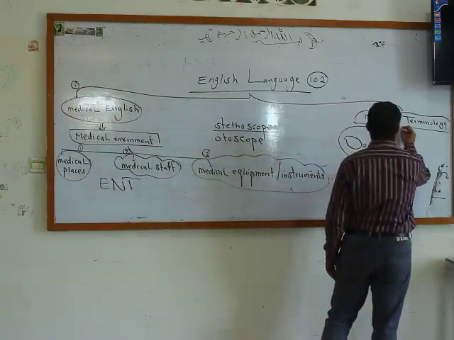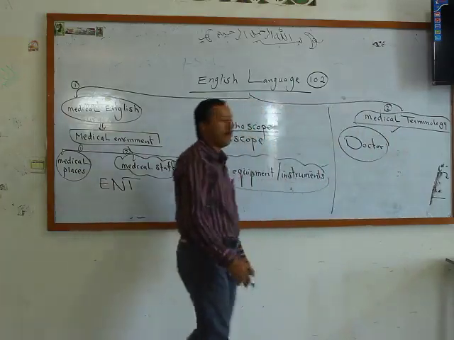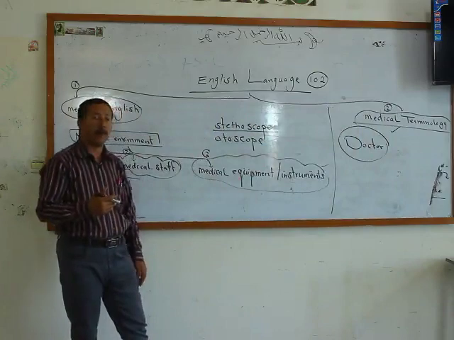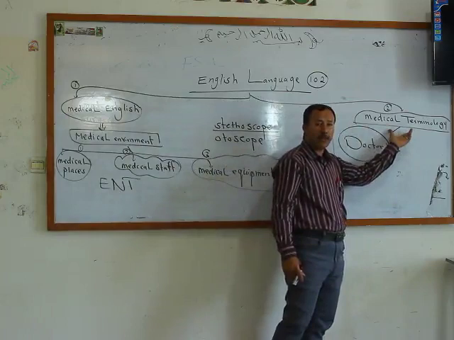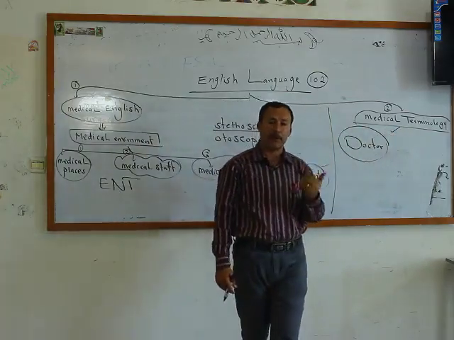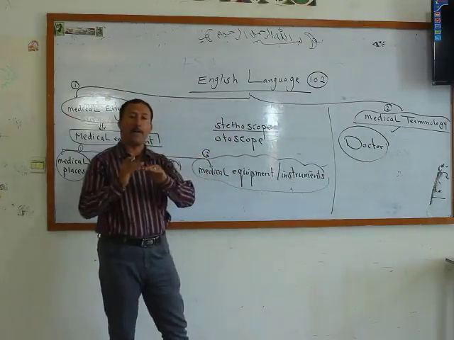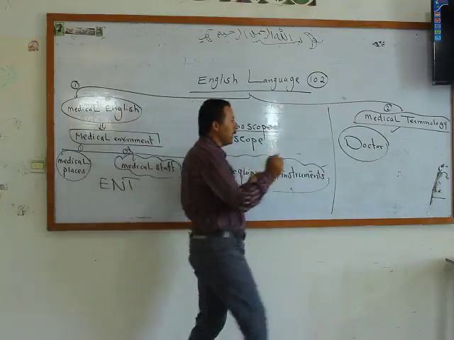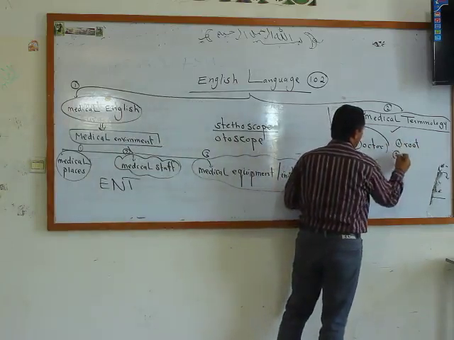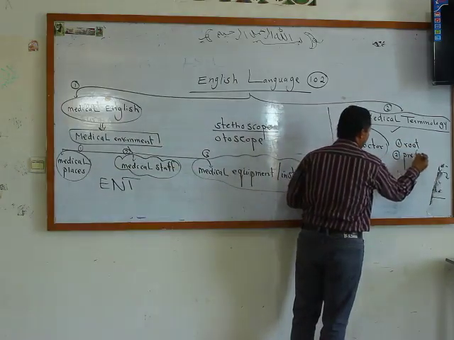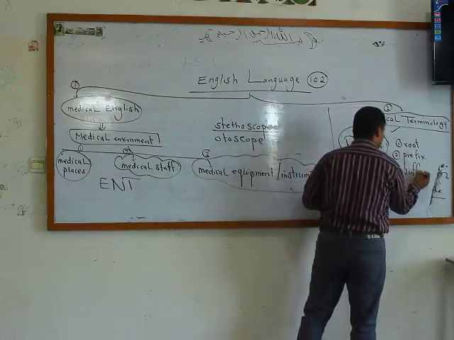Then number 2, medical terminology. What are we going to study in medical terminology? At the beginning, we'll talk about the definition and the purpose of medical terminology. We have main word parts. Number 1, root. Number 2, prefix. Number 3, suffix.